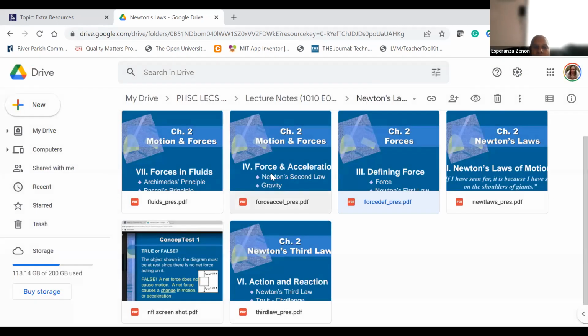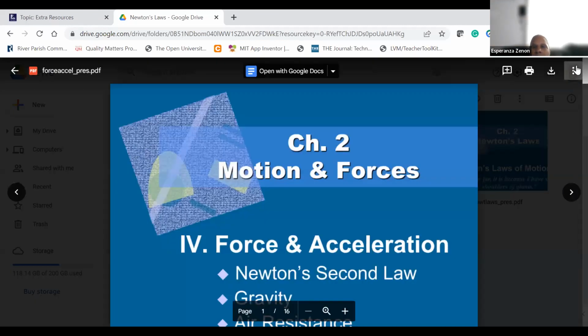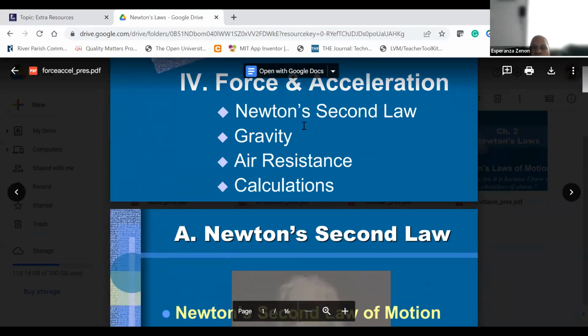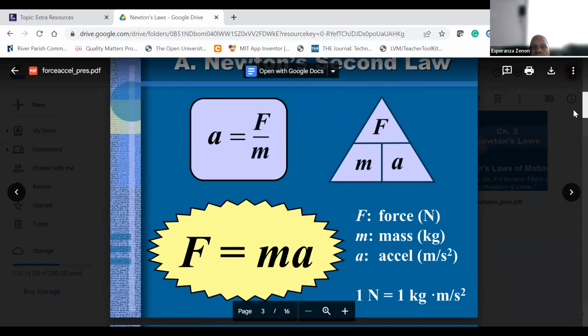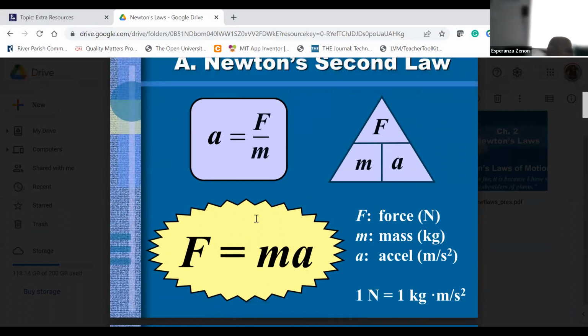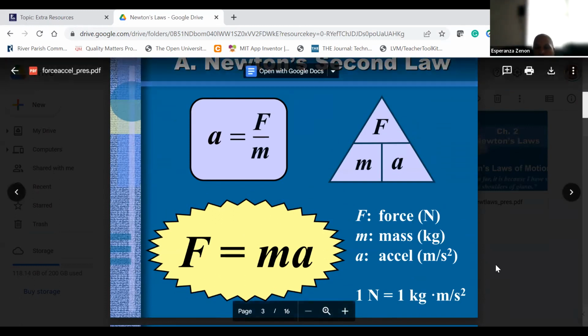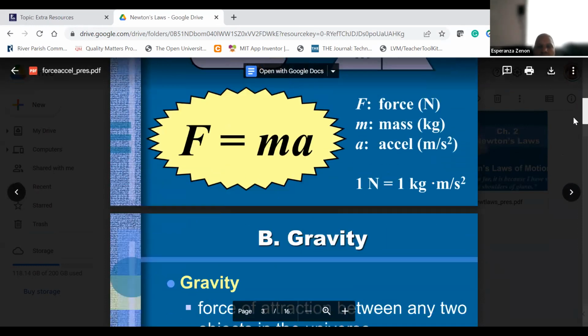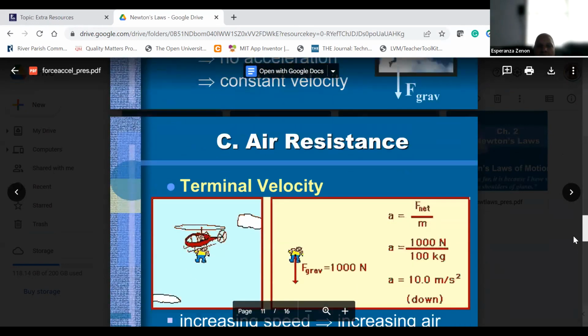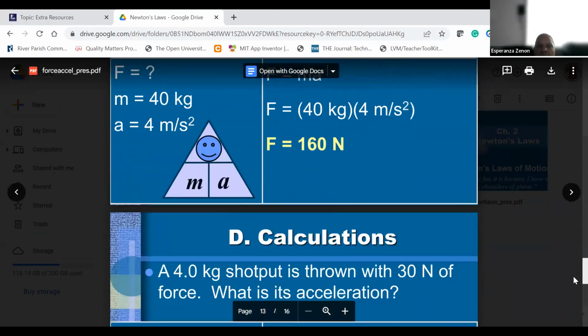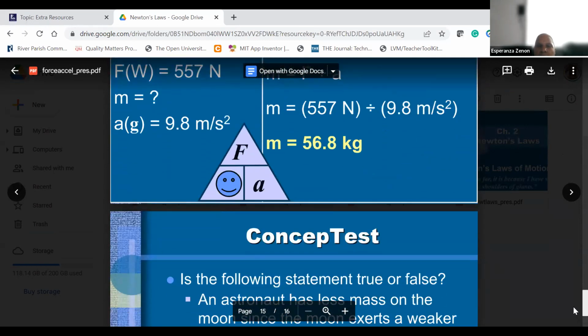Okay, and then in this particular packet, there's a reiteration of some of the different types of forces. I do like that they have Newton's second law broken down in this format, and they explain the unit for you. And then there are some sample problems that utilize Newton's laws at the end of the packet.